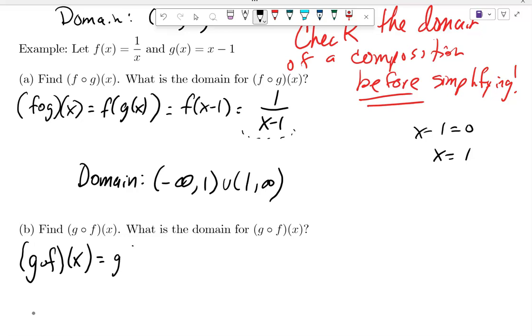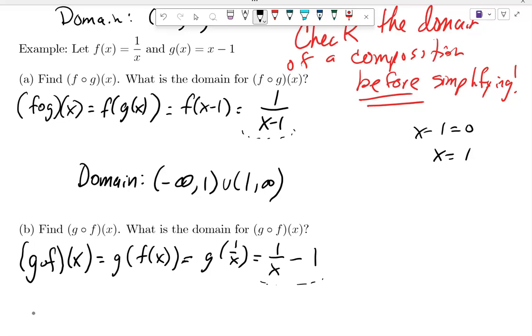Okay. What about the other way? If we do g of f of x, in this case f of x is 1 over x, and we get 1 over x, and then minus 1, right? On the outside of the fraction, correct? Because we're just taking out the x and putting in 1 over x. Now, again, we could get a common denominator to combine this into a single fraction, but if we're looking for domain, I really don't want to simplify. I just want to look at this piece.